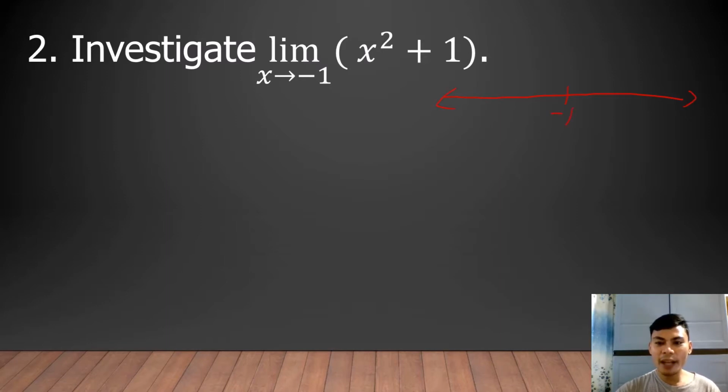So negative 1, tapos 0, tapos 1. Papunta dito, negative 2, negative 3. Baka sabihin nyo, Sir, paano pag-draw ng number line? Uy, it's just a line with numbers. So 0 ang start, papuntang right, 1, 2, 3, 4, 5, 6, 7, 8, 9, 10. Papuntang left, negative 1, negative 2, negative 3, hanggang negative infinity. Yan ang number line. That's a grade 5 lesson.